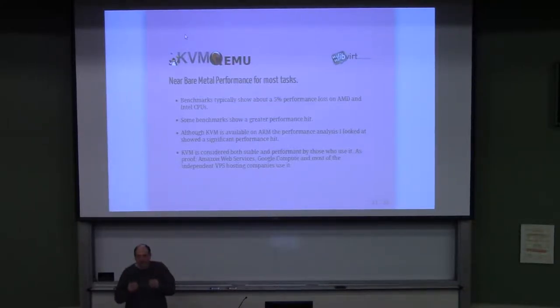And it's been around for a while now, like a decade or so. And those who use it consider its performance and stability to be pretty good. This is what most of the VPS industry is using. Google, Amazon, but also most of your independent VPS providers are using KVM. So Linode and DigitalOcean. And Linode switched from Xen, so they actually had to rebuild everything to go from Xen to KVM. A couple of other names, Vultr, DreamHost, Bluehost, HostGator.